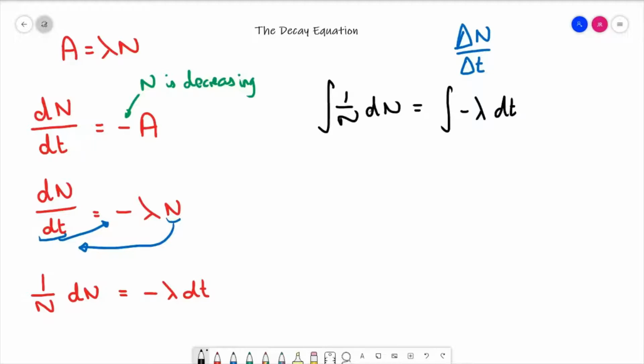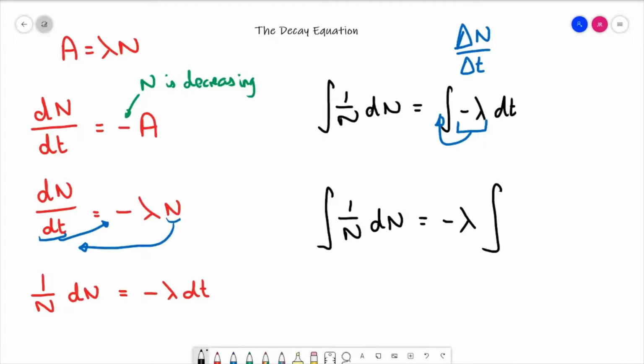Now, the first thing we're going to do is to point out that on this side, minus and lambda are both constants, and therefore we can bring them outside the integral sign. What we've got then is that the integral of 1 over n dn is equal to minus lambda, they're constants, so we leave them alone, multiplied by the integral of dt. Now, just writing the integral of dt implies that we're integrating the number 1. I'll leave it in there for now just to see exactly what we're doing.